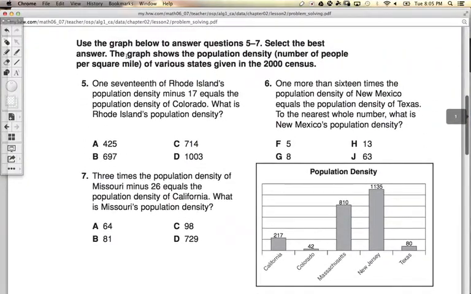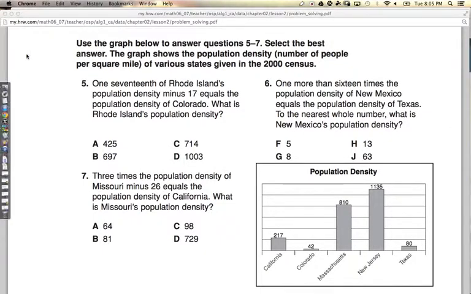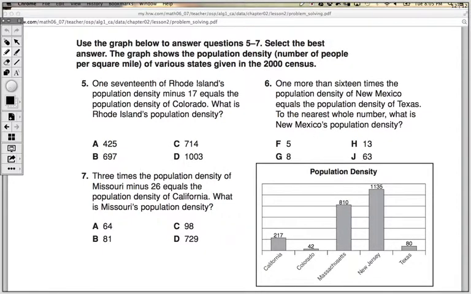All right. Use the graph to answer questions 5 through 7. 1/17 of Rhode Island's population density minus 17 equals the population density of Colorado. What is Rhode Island's population density? Oh my goodness. It's not even over here, but here's Colorado, 42. So let's just do a 1/17. Oh my gosh, not even 1/7. Minus 17 equals the population, so equals Colorado.